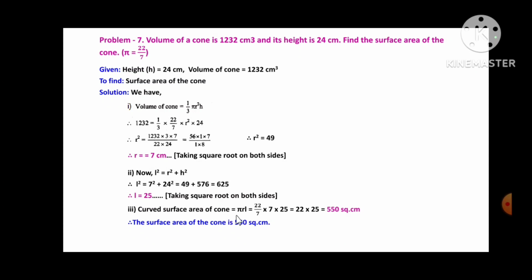Now curved surface area of the cone is pi r L. We have calculated the value of r and L and we will substitute here, which will be equal to 22 upon 7 into 7 into 25, which is 22 into 25, that leads to 550 square centimeter. Therefore the surface area of the cone is 550 square centimeter.